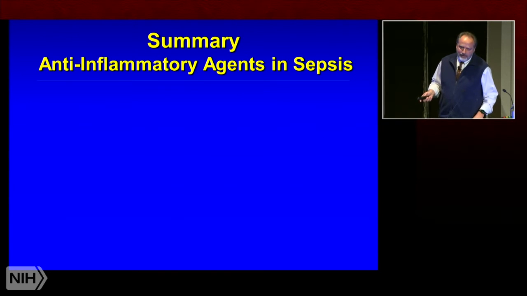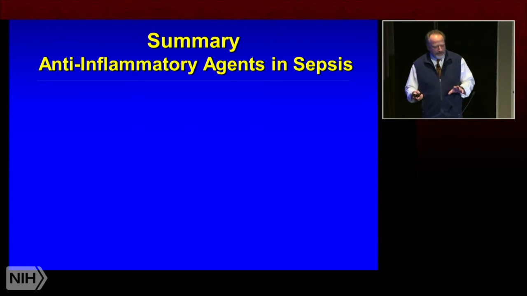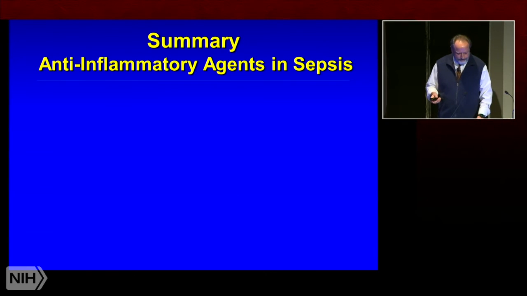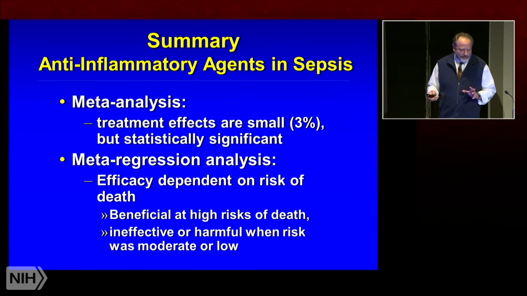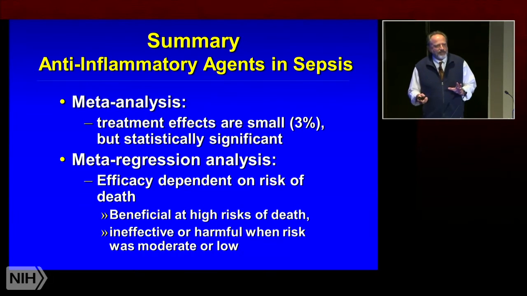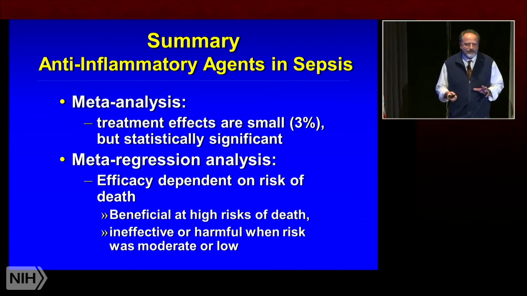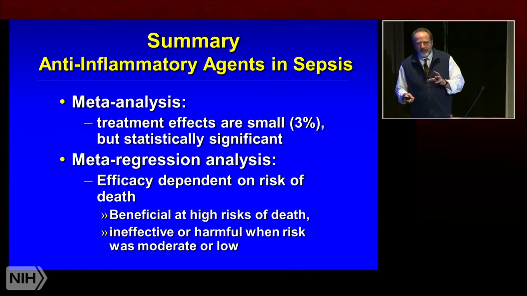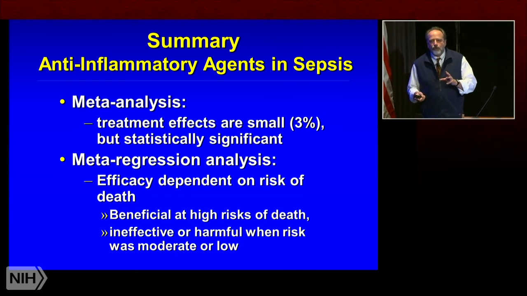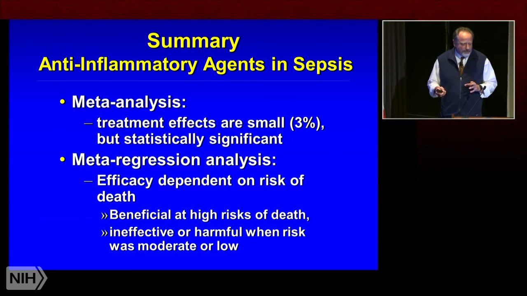So in summary, using meta-regression and meta-analysis techniques, which I hope is much clearer now, we were able to figure out, we think, that the treatment effects were very small in these clinical trials done in humans, but statistically significant. Using meta-regression, we determined that the beneficial effect of anti-inflammatory agents is dependent upon the risk of death or the control mortality. Beneficial at high risk of death because when you have a very, very severe infection with a very severe inflammatory response, inhibiting inflammation overall has a beneficial effect. But it's ineffective or harmful when risk is moderate or low.